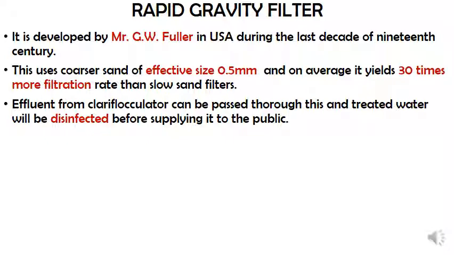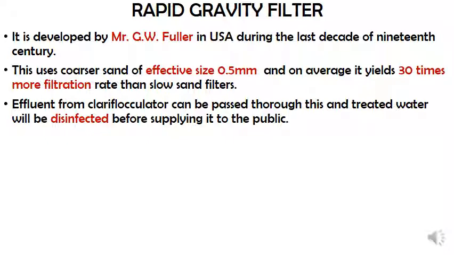So in the first two parts, we have studied what we mean by filtration, the different types of filtration, and the different materials used for filtration. Along with that, in part 2, we studied the slow sand filter along with its different aspects.